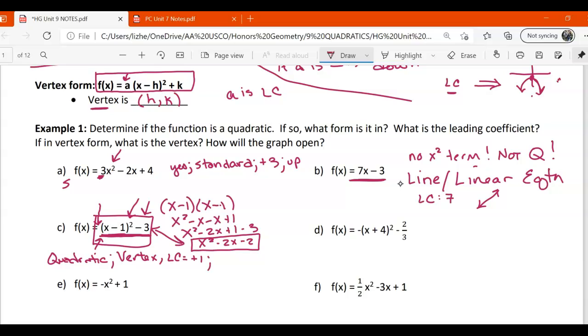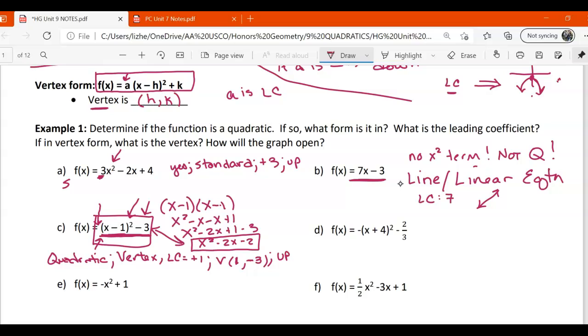All right. Next question, if it is in vertex form, what is the vertex? So the vertex is going to be, the negative didn't change, so that makes it a positive 1, and k is a negative 3. All right, and last question, how will it open? Well, since the leading coefficient is positive, it's going to open up.